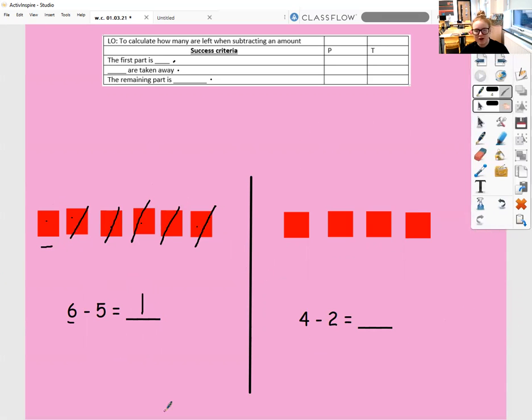Fantastic. Okay, Year 1, pause your screens, have a go at this one. Come back when you're ready to check it. Okay, let's follow our success criteria. The first part is 4. Let's check that: 1, 2, 3, 4. Brilliant. And then we are going to take away 2. So how do I represent taking away 2? I draw a line through them: 1, 2. So the first part is 4, take away 2 equals the remaining part. What is my remaining part? 1, 2 have not been crossed out.